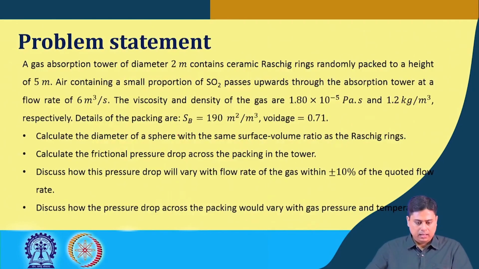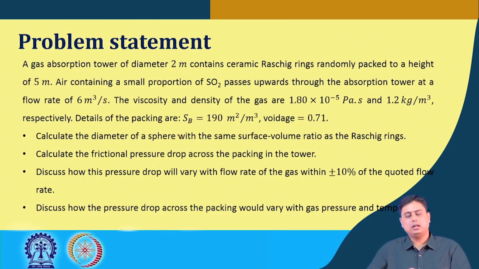Okay, so then we move on to the other problem. This problem says that a gas absorption tower of diameter 2 meter contains ceramic Raschig rings, which are a hollow cylindrical kind of structure very popular in industrial applications, randomly packed to a height of 5 meter. Air containing a small portion of SO2 passes upward through the absorption tower at a flow rate of 6 meter cube per second.